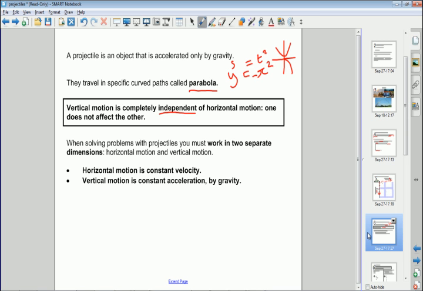So they're completely separate. And when you're solving these problems mathematically, you must work in two separate dimensions. You must work with horizontal motion being constant velocity, and you must work with the vertical motion being constant acceleration. So all the variables that you have in the problem, you must split them up into the horizontal ones and the vertical ones, and never put them in the wrong box, if you like.